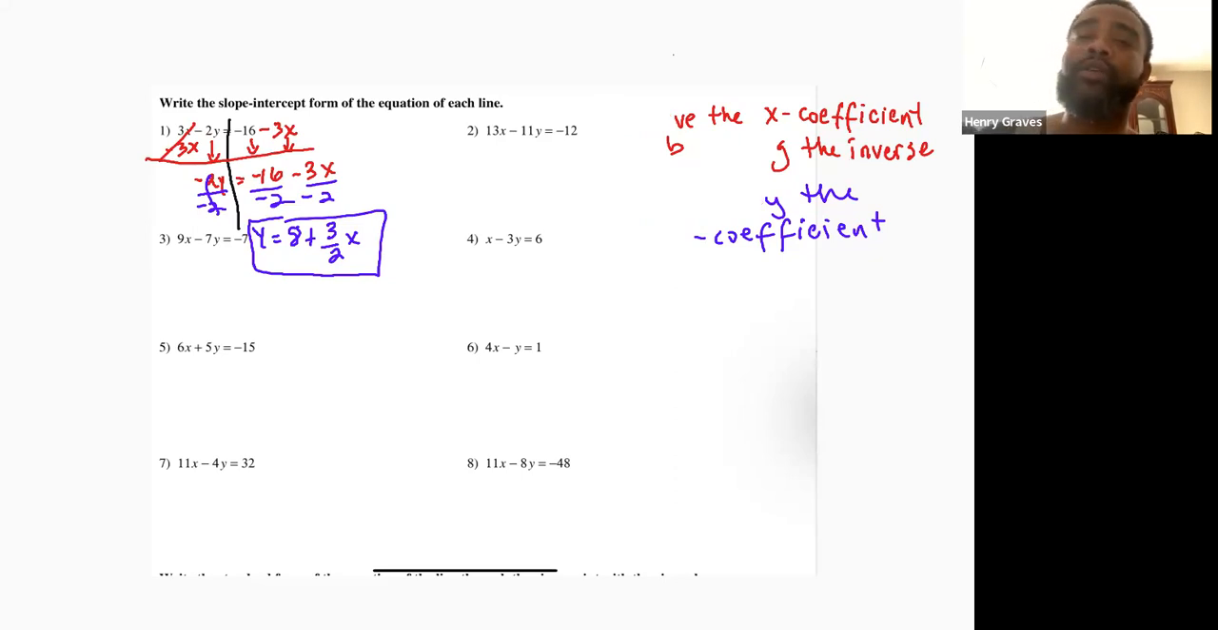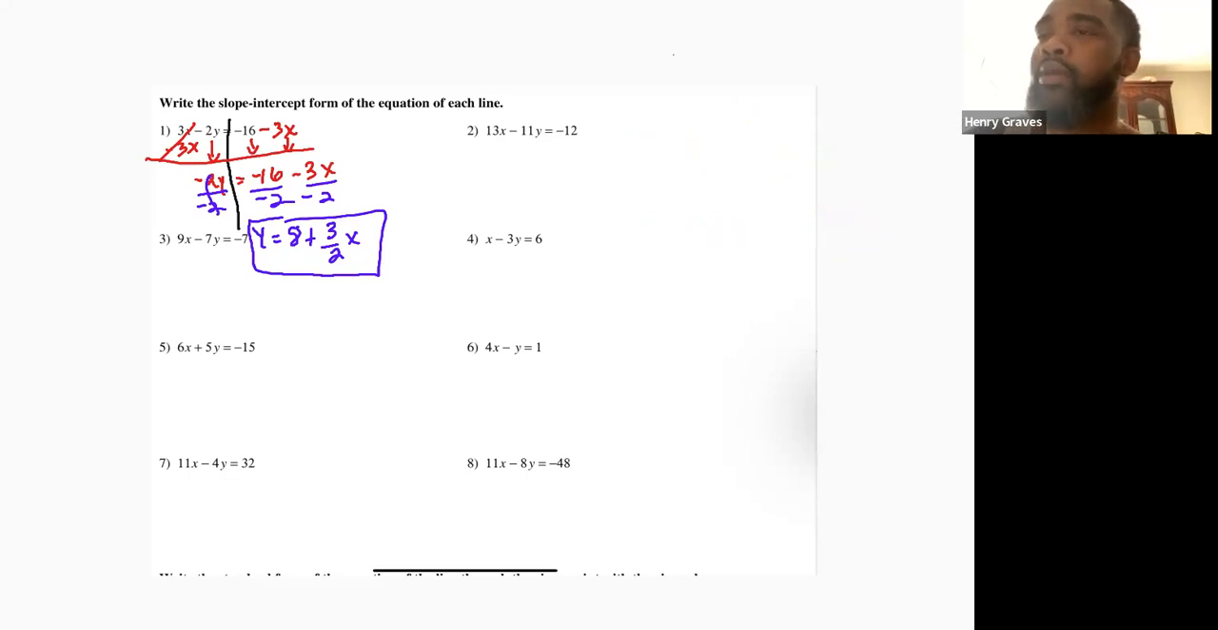All right, now number 2. I'm going to do the same thing. Draw my line. We're going to focus on moving 13x over by doing the opposite of positive 13x, which is negative 13x. But what I do to one side, I do the same to the other side. See that?